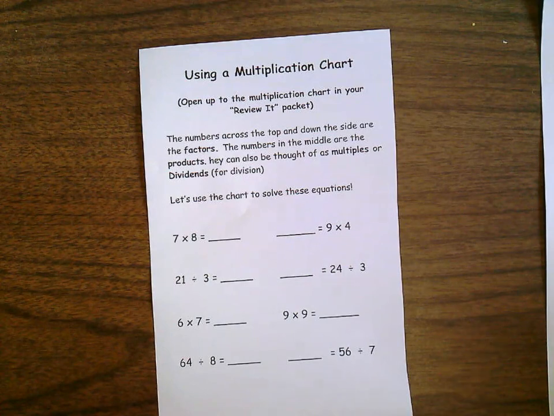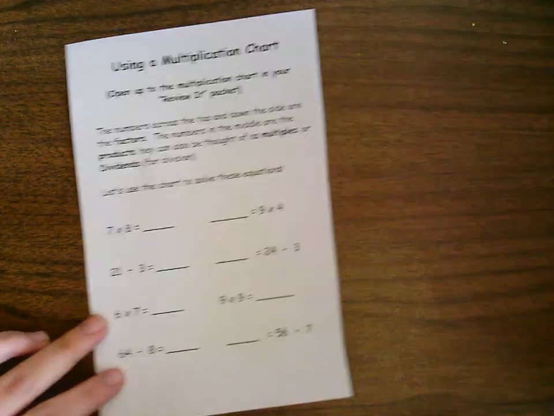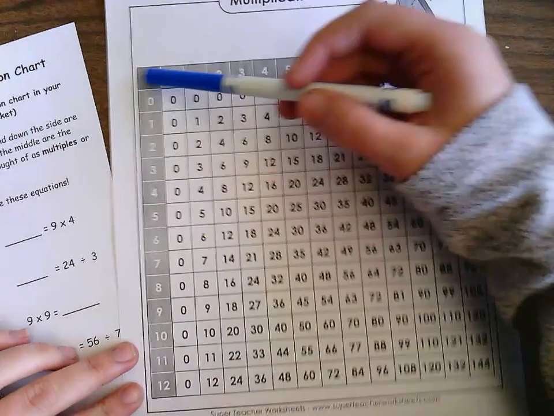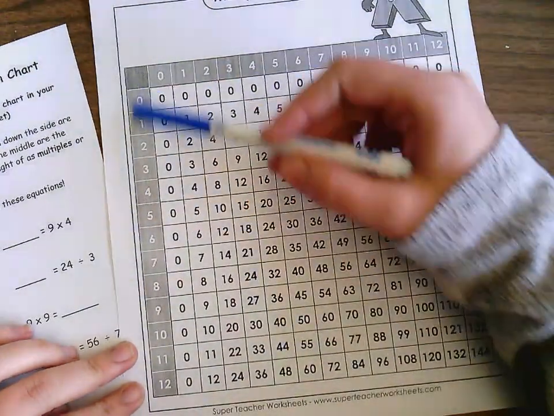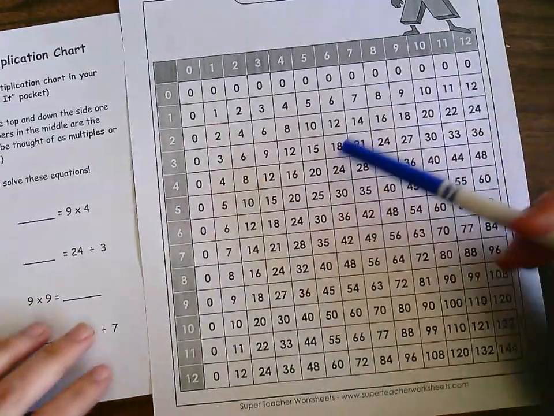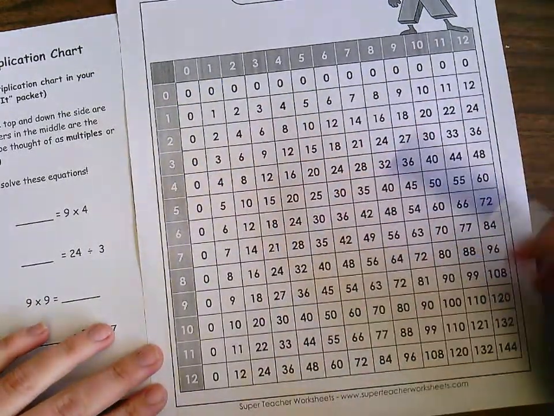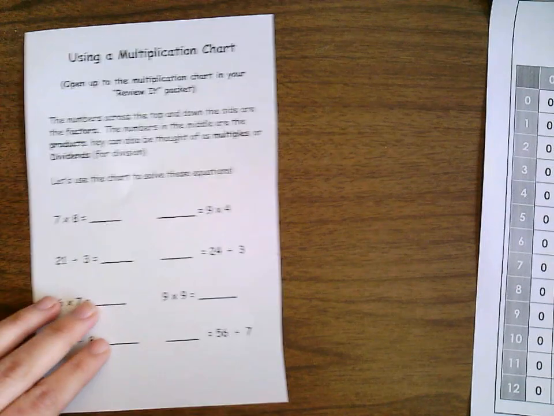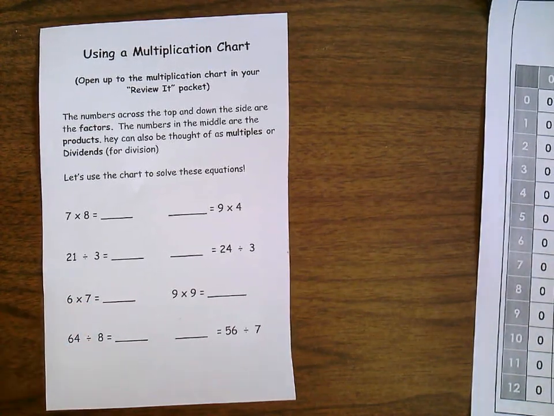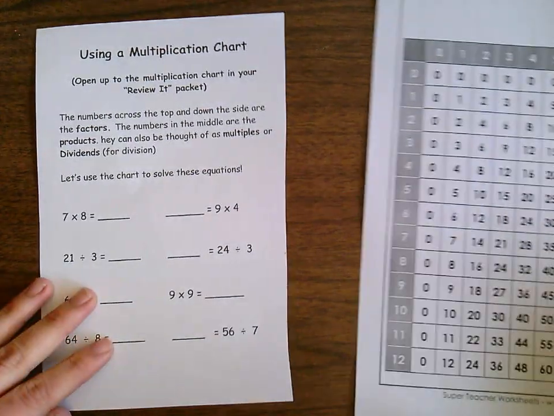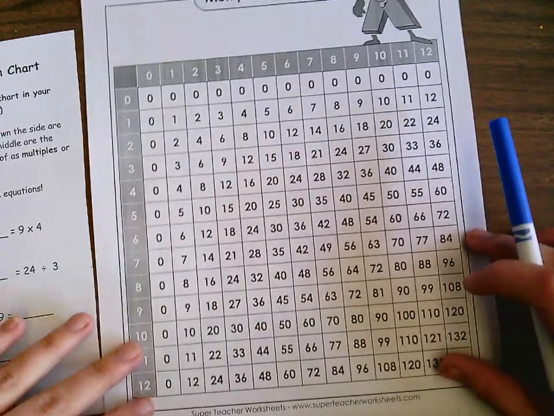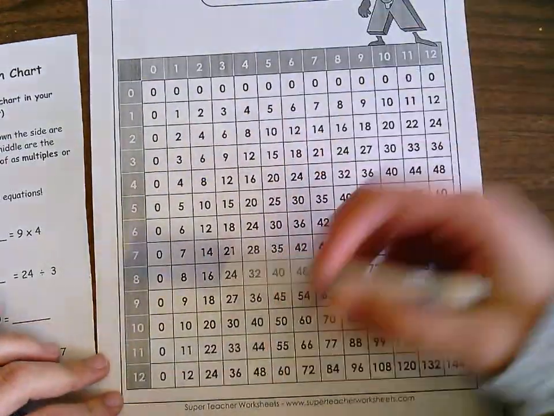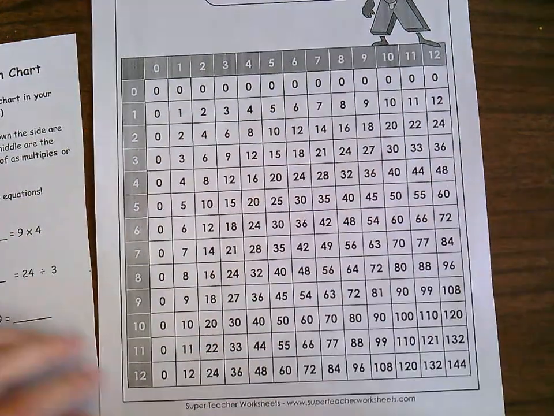So the numbers across the top and down the side are the factors. So these numbers right here that are shaded are all of our factors on the top and across the side. The number in the middle, all of these, are our products. They can also be thought of as multiples and dividends when we're doing division. So let's try and do a few examples together. Remember, up top are my factors, on the side are my factors, and all in the middle are my products.